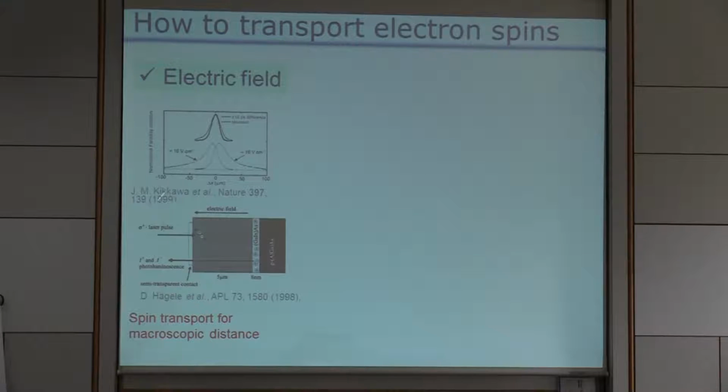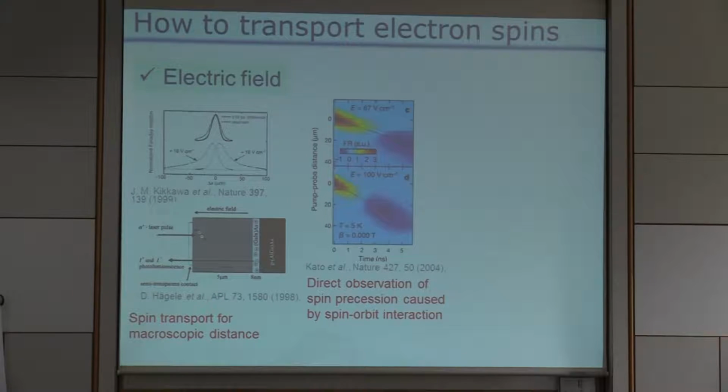And after that, they were using the bulk gallium arsenide, and because the spin-orbit interaction in bulk gallium arsenide is not so strong, they did not observe the effect of spin-orbit interaction. But when we use the two-dimensional electron system made of gallium arsenide, we can observe the spin precession. This is a spin precession induced by the strain induced by spin-orbit interaction in the absence of external magnetic field. And we are also interested in the spin transport experiment using the electric field.